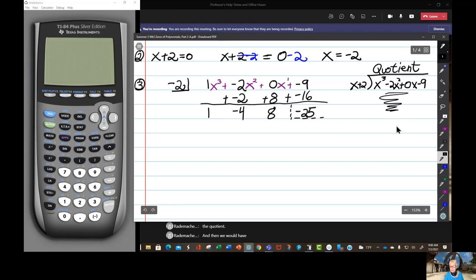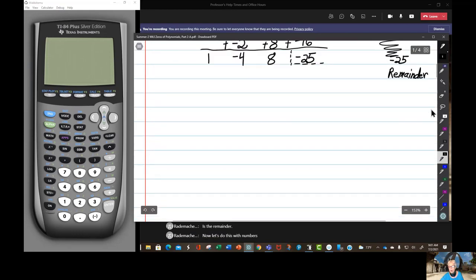And then we would have written a lot of stuff down here, and the number we end up with, which according to this is negative 25, is the remainder. Now let's do this with numbers, and it will be more familiar to you. 2 divided into 7. 2 will go into 7, not evenly, but it will go 3 times because 3 times 2 is 6. I subtract 7 minus 6 and I get a 1. This is the quotient. This is the remainder. We have just found the quotient. And this is the remainder.